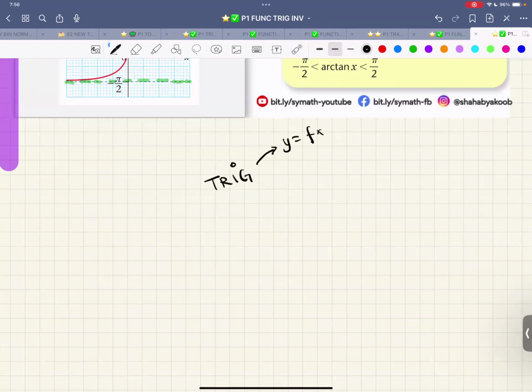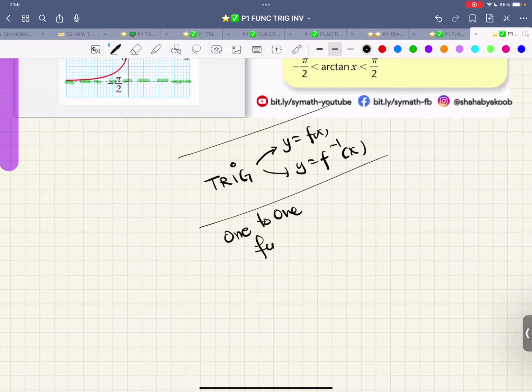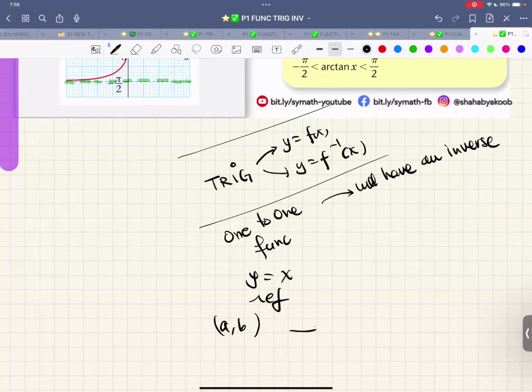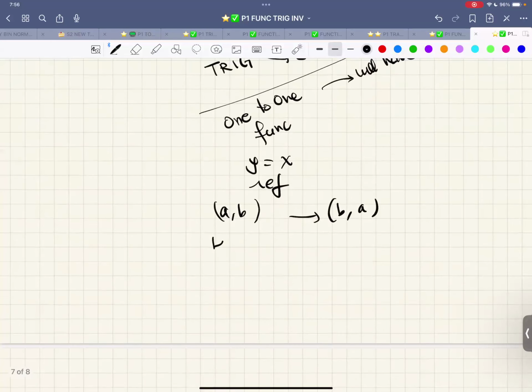So y equals f(x), y equals f inverse x. It is necessary that it has to be a one-to-one function, because only a one-to-one function will have an inverse, and the rest of the thing is the same as before. That is, it is reflection in the line y equals x. (a, b) becomes (b, a), and domain of original becomes range of inverse, and vice versa. That means range of original becomes domain of inverse, and so on.